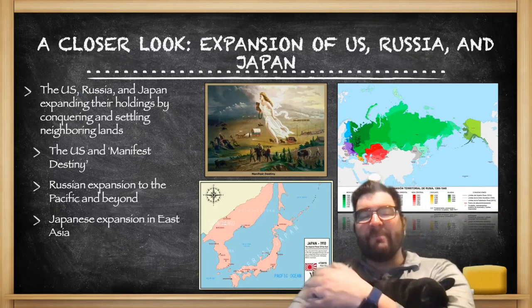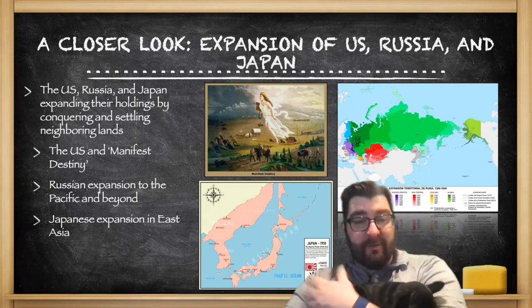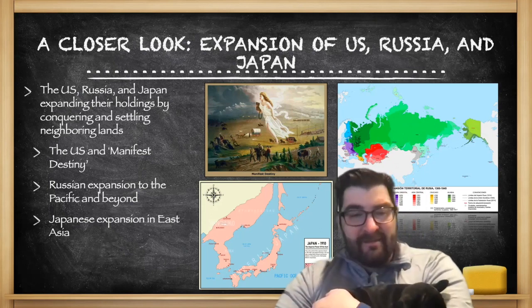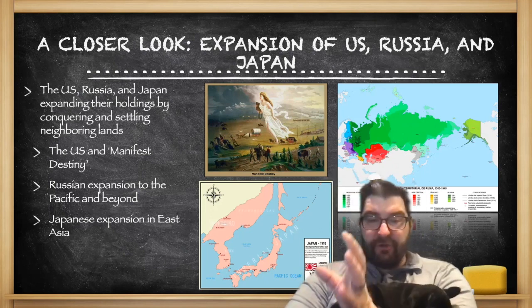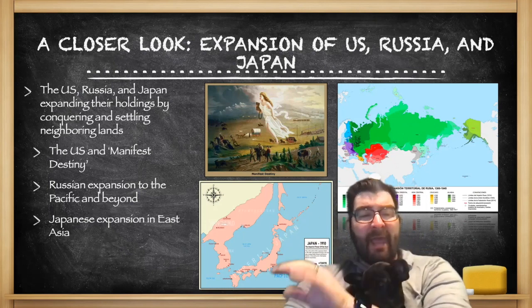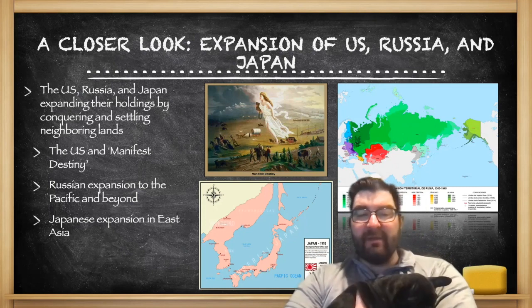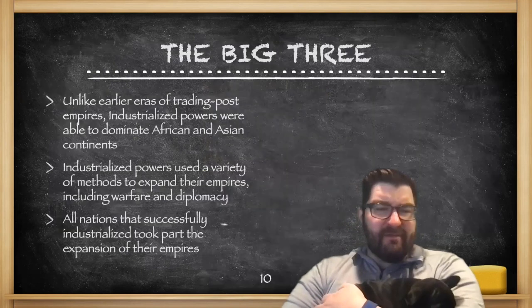And Japanese expansion in East Asia will follow the Meiji Restoration and the industrialization that came with that, where Japan pushes into Korea and takes control of some of Manchuria, and Japan will take some territory from the Russians following the Russo-Japanese War. So what do we take from this?